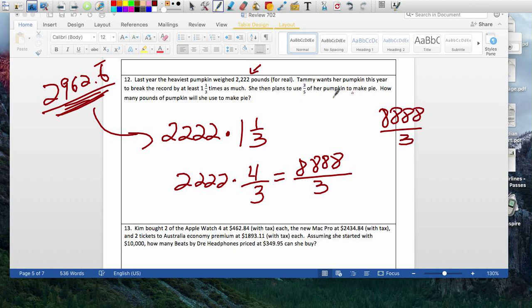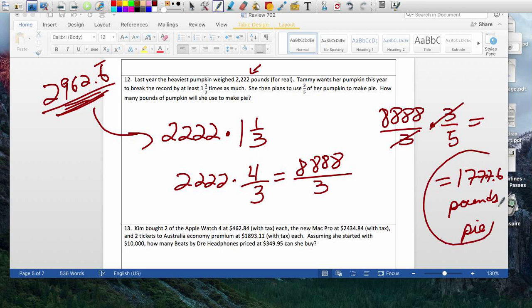She's going to use 3/5 of that pumpkin to make pie. So how much of this new pumpkin would she use to make pie? We're going to multiply that by 3/5. This crosses out nicely, and 888 divided by 5 will also work out nicely. It's going to be 177.6 pounds that she's going to use to make pie. Okay, so it's not that bad.